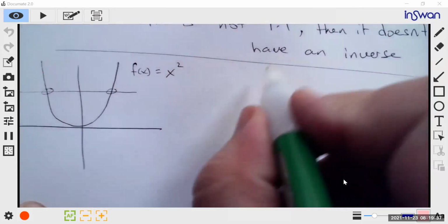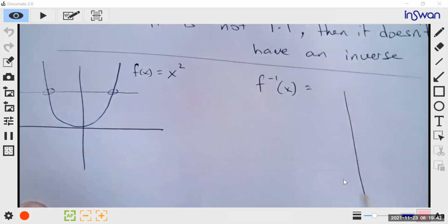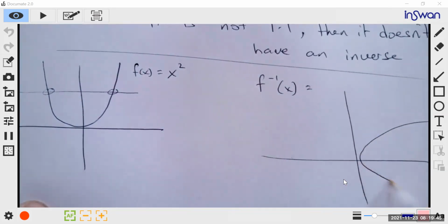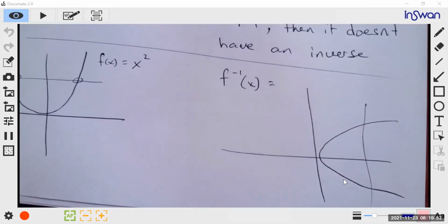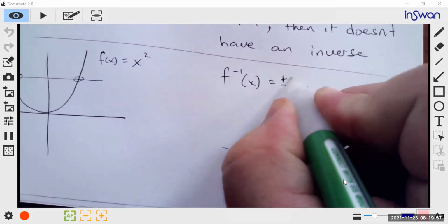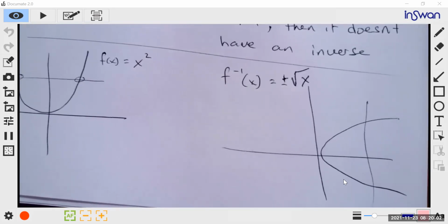Because if we look at the inverse function of this, we'd get that. And that's not a function because the vertical line test fails. Did we go over how to actually test them? Okay.